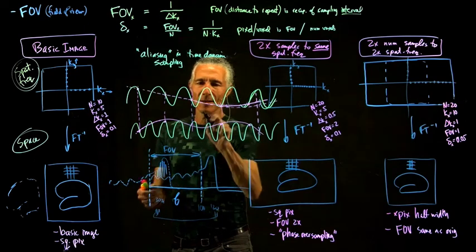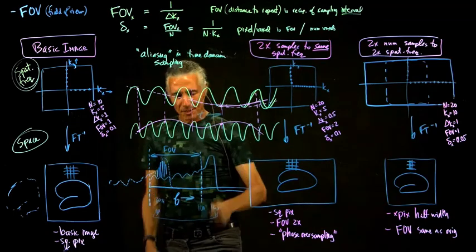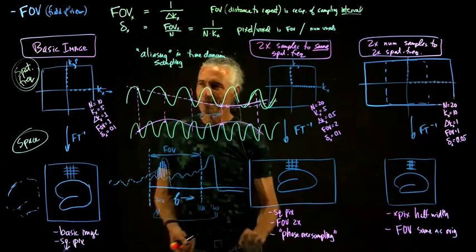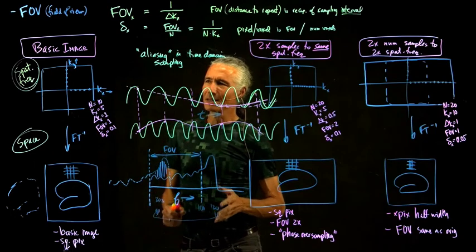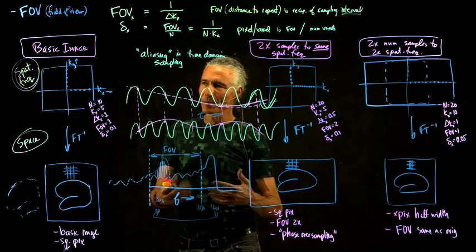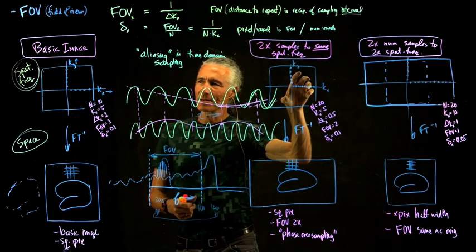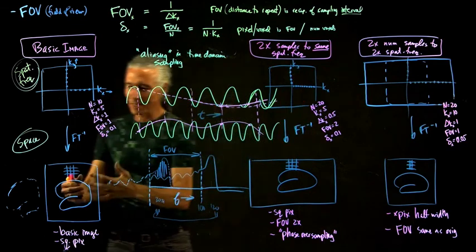So this is time going this way and frequency going that way. It's the same concept, bizarrely, of these replicas of the spectrum, except in this case, this is the frequency domain. And so instead of getting replicas of the spectrum, we get replicas of the object.